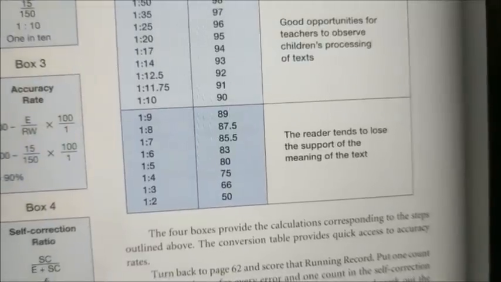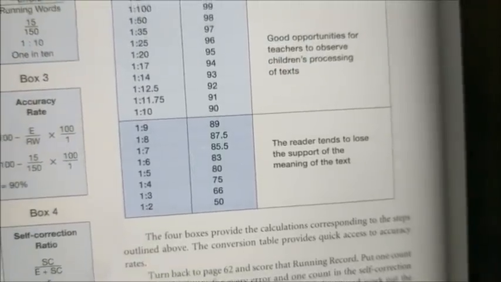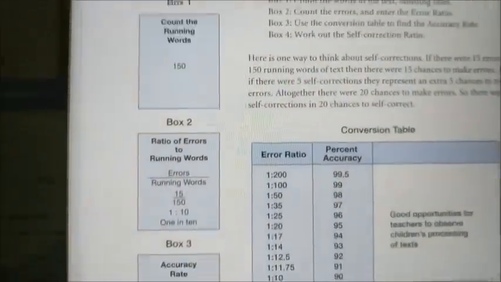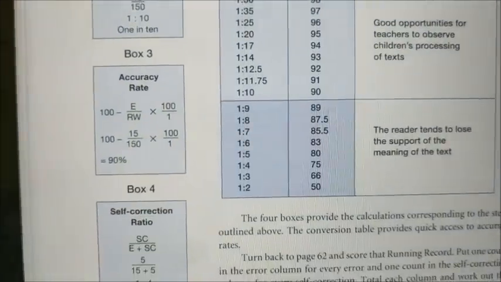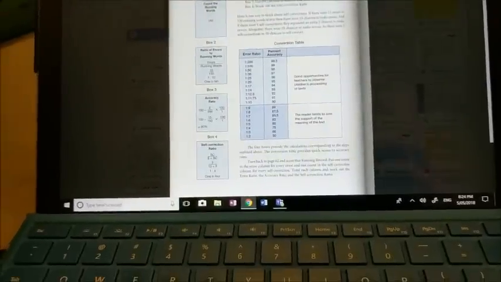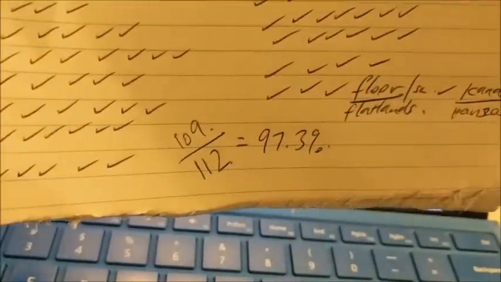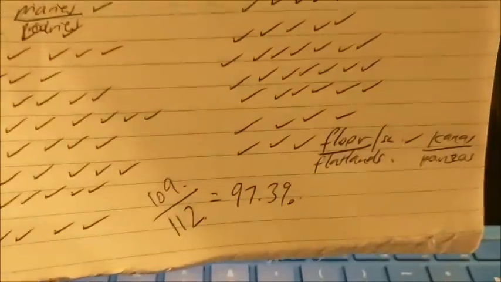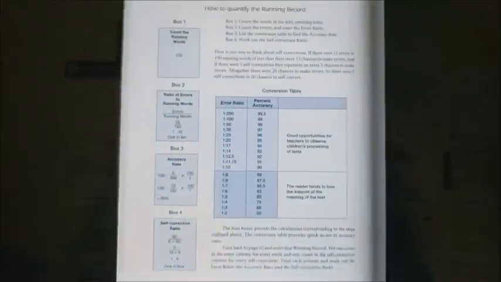Really, anything below 89 means that there's something exceptionally wrong there, and you probably shouldn't have even had them on that level in the first place. But it tells you here how to calculate everything and how to do your percentages. If you go back to your high school maths, all I do is I go 109 divided by 112 times 100 is 97.3%. And that's how you can determine it.